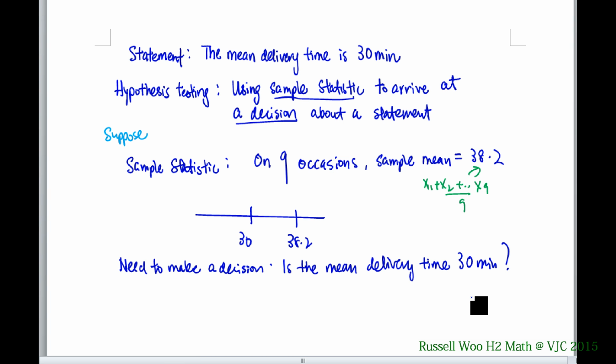But then, how? Is it very far? Quite far. 38.2 is quite far. Then the statement is wrong. Then you say, how far is far? How big is big? 37? 36? 35? 34? Then we must be a bit more logical and more scientific about it. This whole chapter is about being scientific about making this judgment. Follow what I'm saying? Okay?